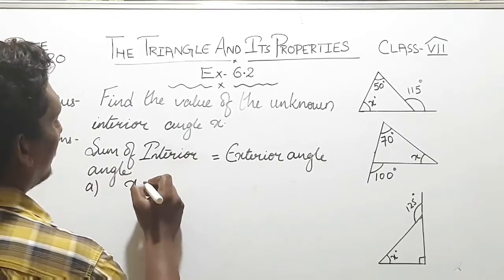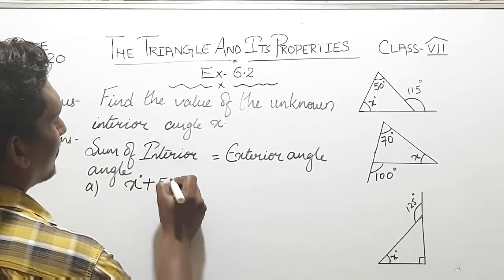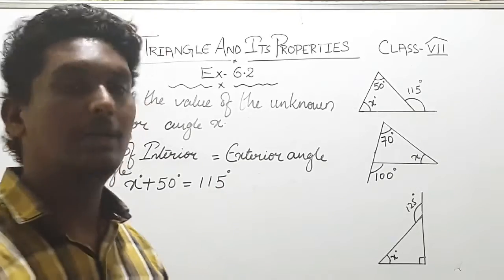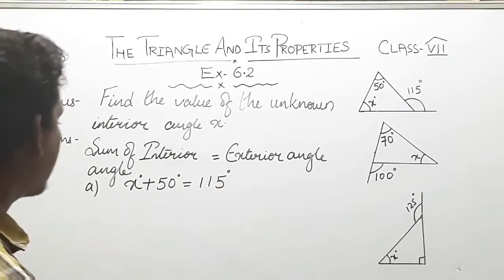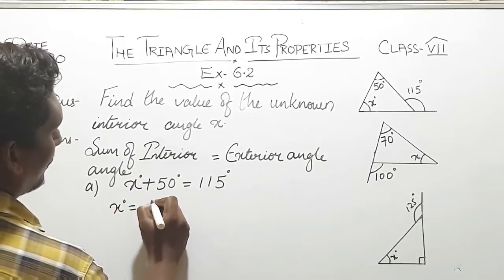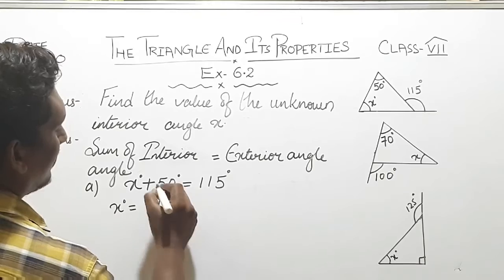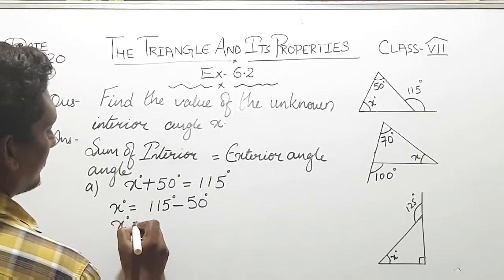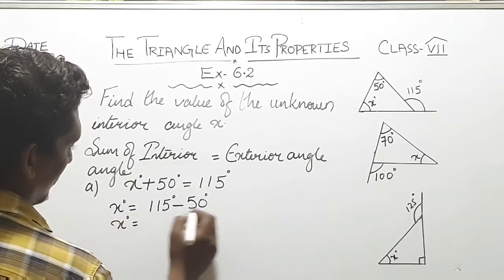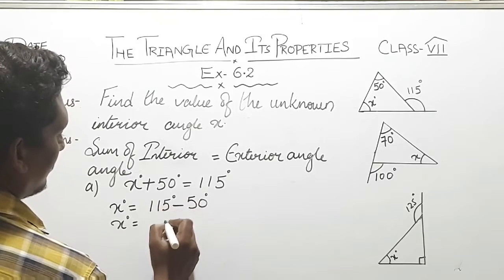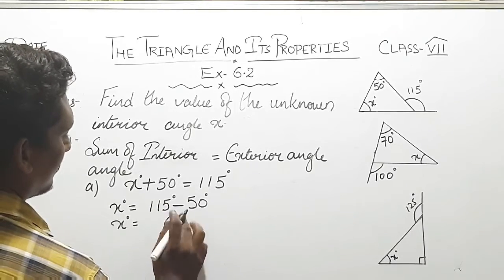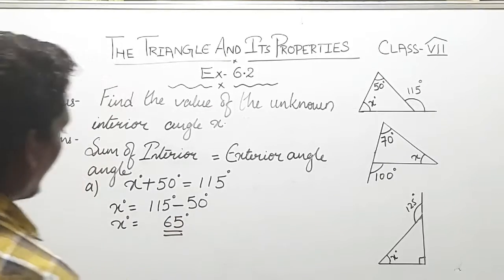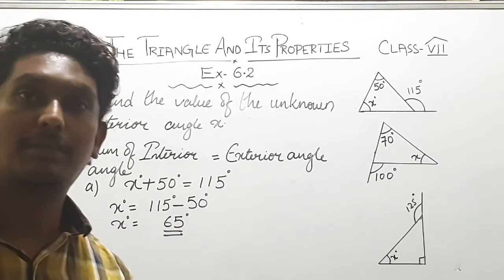First I am doing the A part: x plus 50 degrees is equal to 115 degrees. Here we have to transpose 50 to the RHS to find the value of x. So x is equal to, first we write 115, and this plus, when we shift it, gets subtracted, minus. So x is equal to 115 minus 50, that is 65 degree. The first answer is 65 degree.